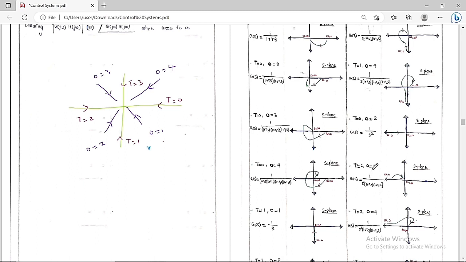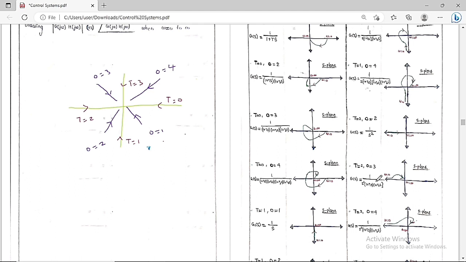And what is the order of the system? The highest power in the characteristic equation is called the order of the system. So for the characteristic equation 1 plus G(s)H(s) is equal to 0, the highest power is 3 here.